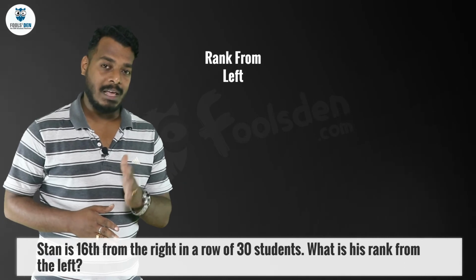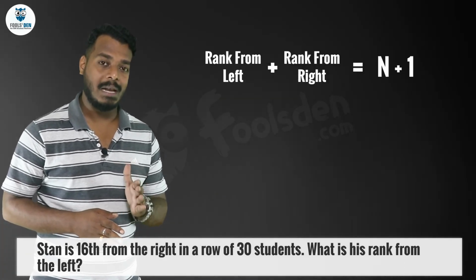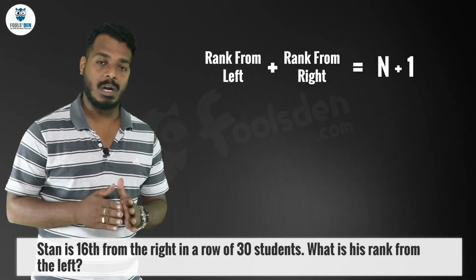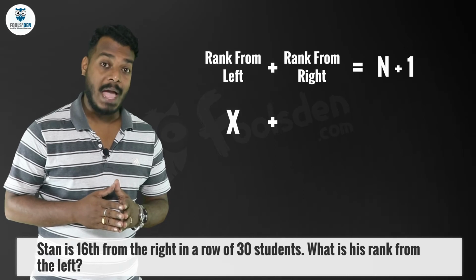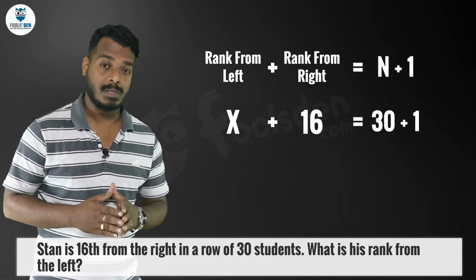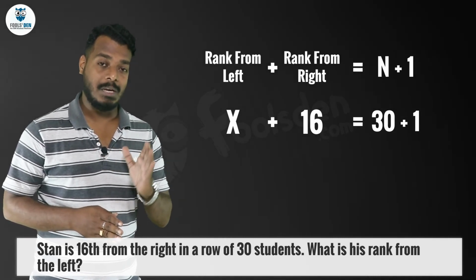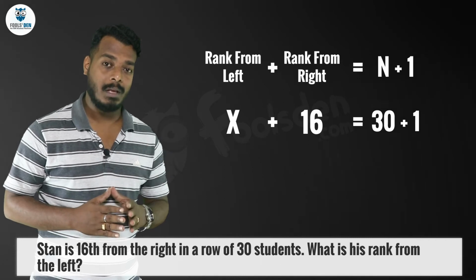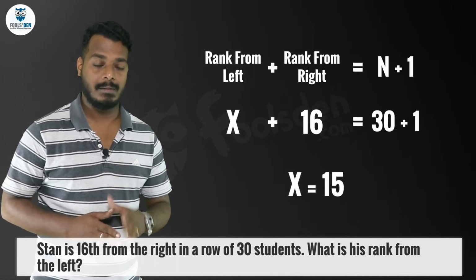His rank from the left plus his rank from the right is equal to n plus 1, where n is the total number of students in the class. Rank from the left, we don't know. Rank from the right is 16th and n is 30. So rank from the left plus 16 is equal to 30 plus 1. If you solve this, his rank from the left would be 15th. Next, let's go to a tricky question.